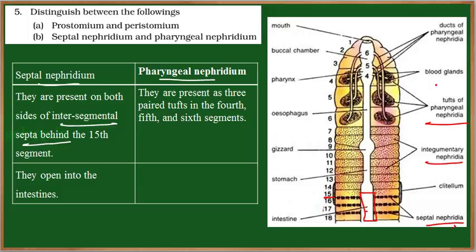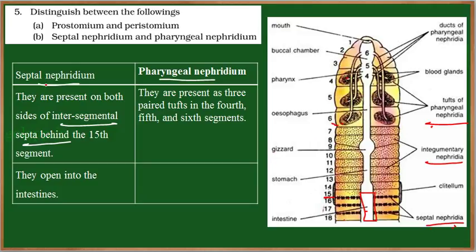Whereas pharyngeal nephridium, these are the pharyngeal nephridium. Three pairs of pharyngeal nephridium are present on the 4th, 5th and 6th segments. They also function the same way. They help in removal of nitrogenous metabolic waste and in regulating the body fluids and the ions. They open onto the body surface.